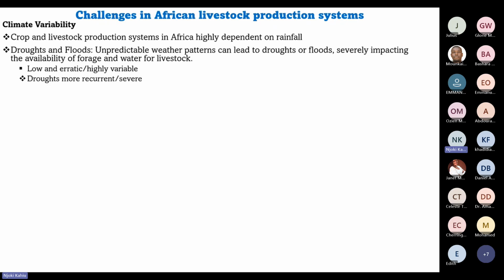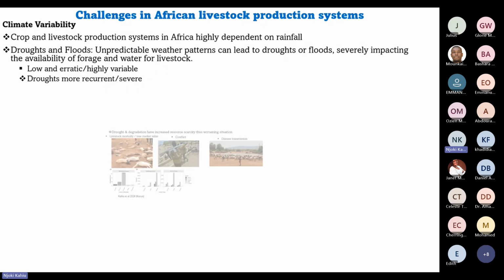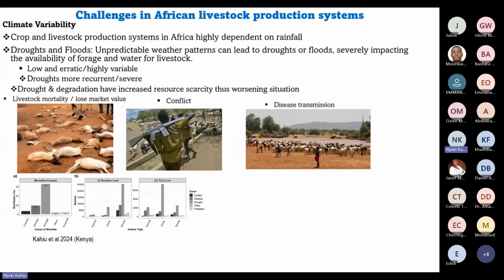There are places that are characterized by low and erratic rainfall, which is highly variable, but also droughts. And for example, in Kenya, a few months ago, there was heavy flooding because the rainfall has been very intense, with non-stop days of precipitation. And so it becomes a problem when we have this type of production system that is purely dependent on rainfall.